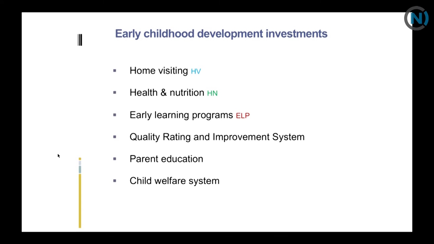Home visiting, of course, is naturally parent education. And interventions that work with the child welfare system. So here referring to interventions that are able to focus on the developmental needs of children who are receiving some connection to the child welfare system. So where do we see some of these benefits to government?